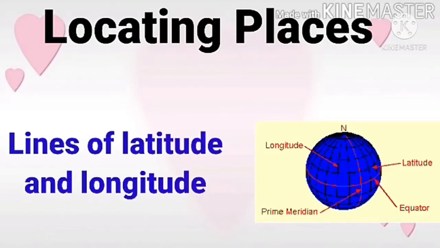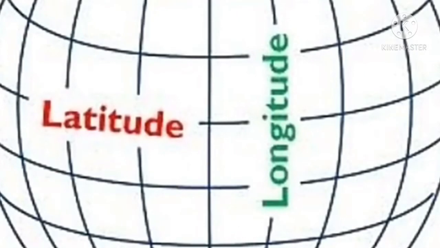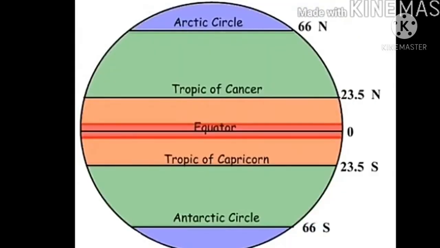Now, locating places on the lines of latitude and longitude. First of all, we see the image: the longitude, the latitude, the equator, and then the prime meridian. So what are the lines of latitude? On a map, lines of latitude are drawn around the earth to measure the position of a place north or south of the equator.